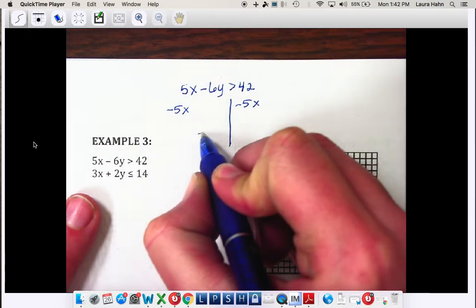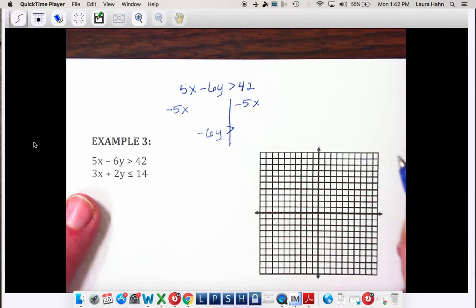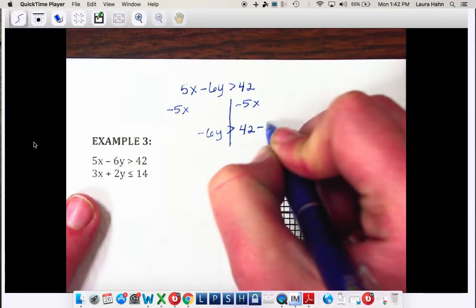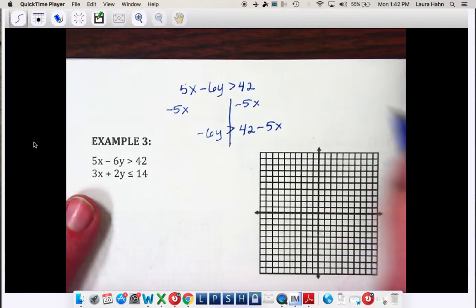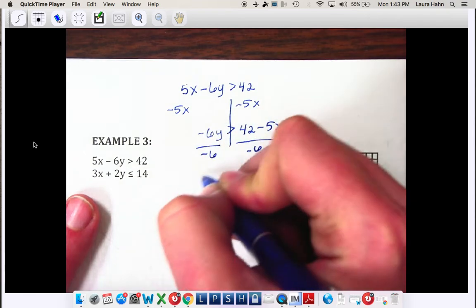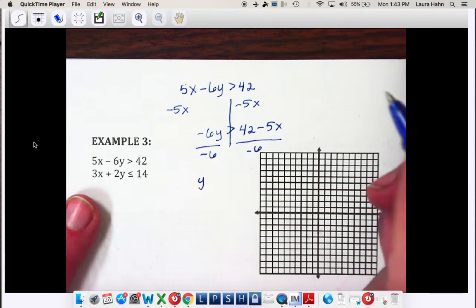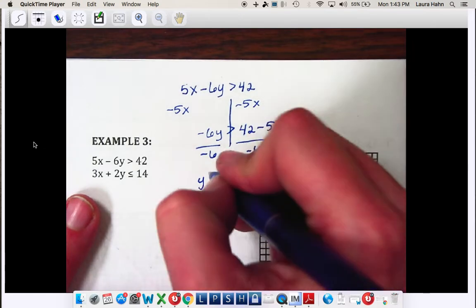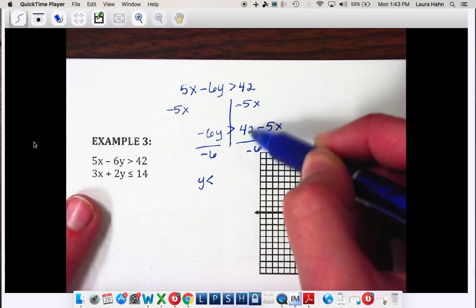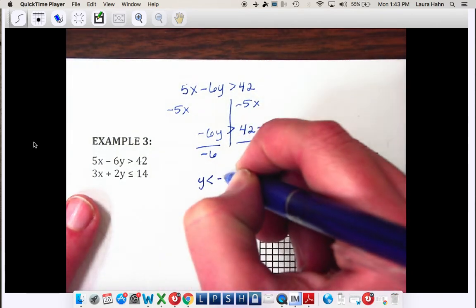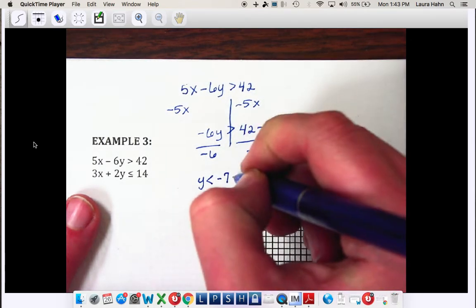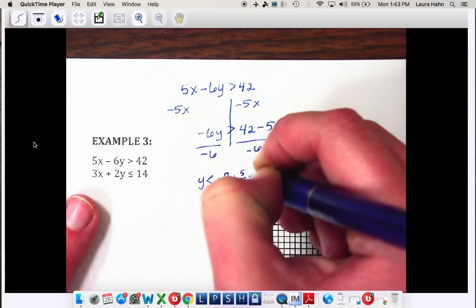That negative 6y falls down. So does the symbol, my inequality symbol. And 42 minus 5x is 42 minus 5x. Now I need to take both sides and divide by negative 6. The y falls down because my negative 6's cancel. Because we divided both sides by a negative, I know my sign has to flip. Okay, remember you have to take these one at a time. I know that 42 divided by a negative 6 is a negative 7. And I know a negative 5x divided by a negative 6 is going to be a positive 5 over 6x.